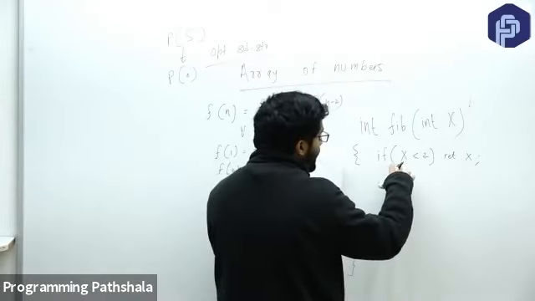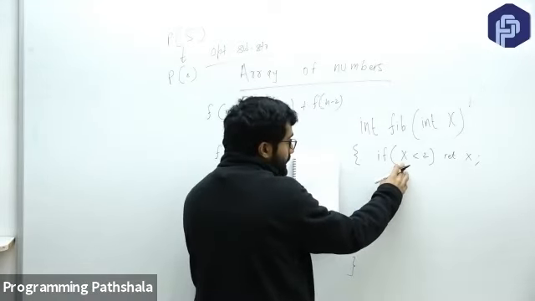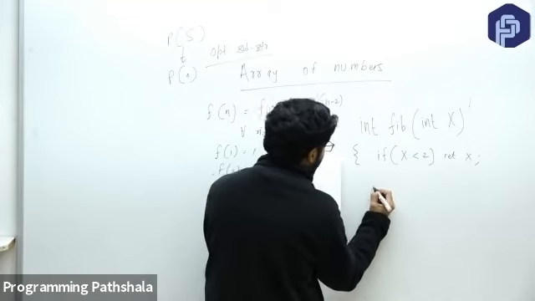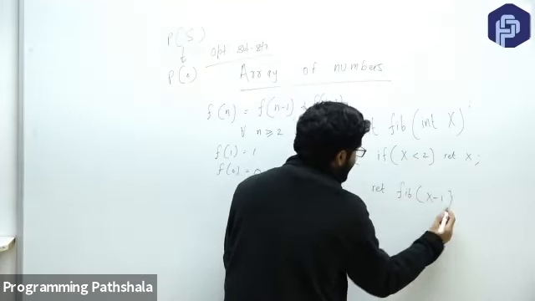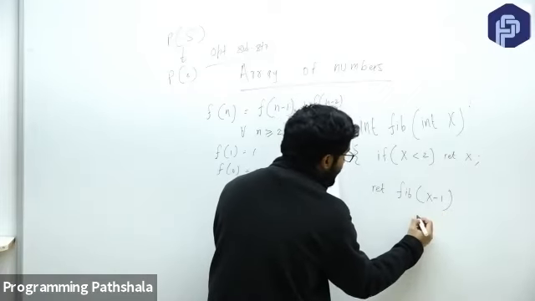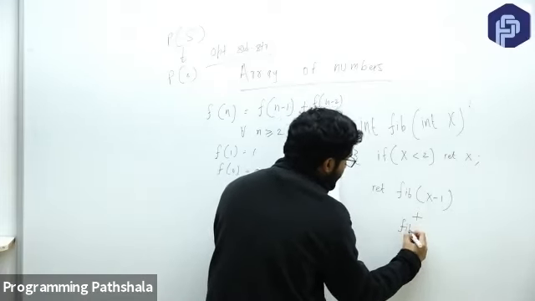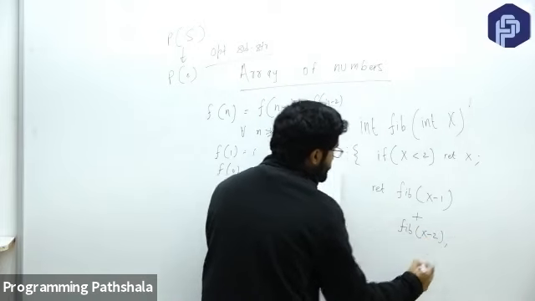Else, for all larger values of x which are greater than or equal to 2, I need to call Fibonacci of x minus 1, and whatever is returned from there, I need to add that with Fibonacci of x minus 2. Okay.